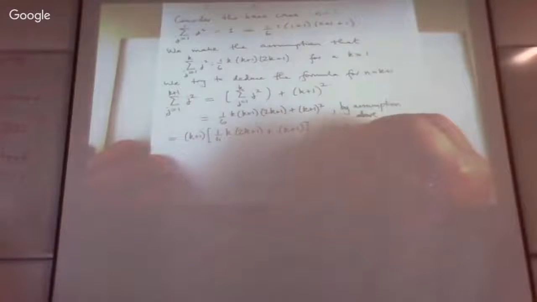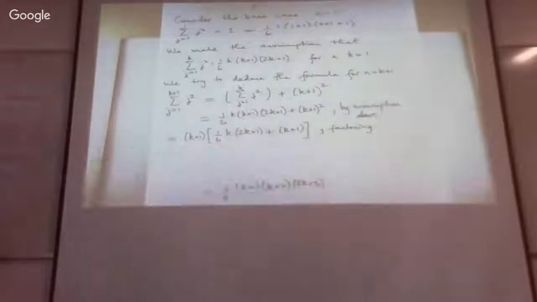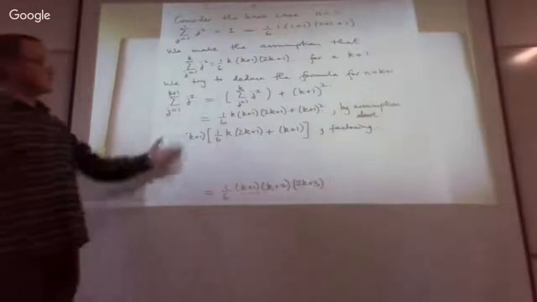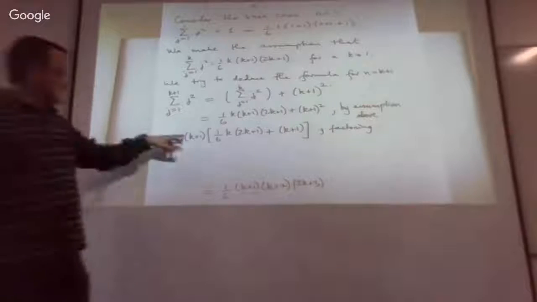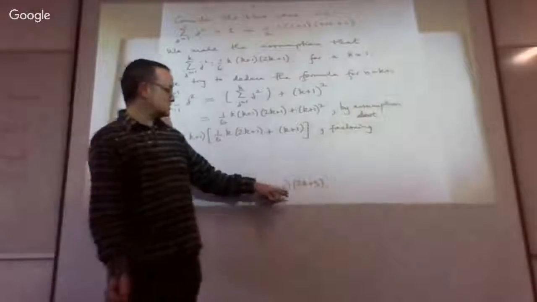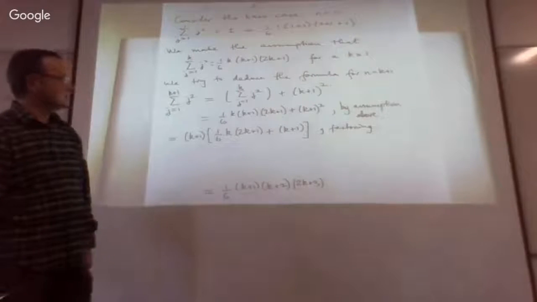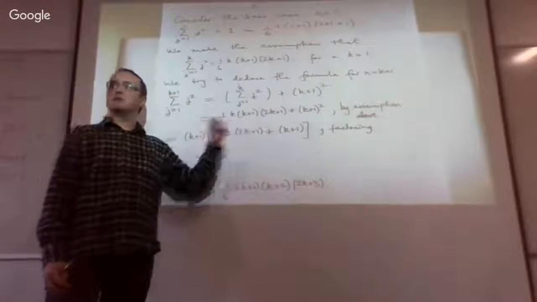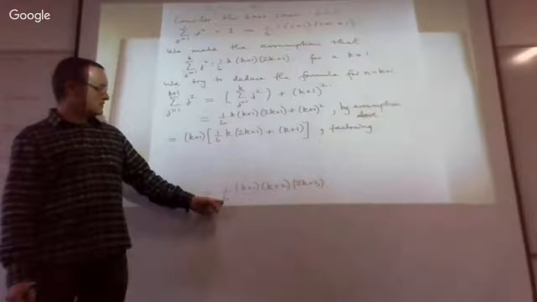Maybe I could justify that by just putting the word factoring there, to remind myself what I'm doing when I come to read this again. Okay, it's good. We've got a k plus 1 factor. What other factors do we want? We want a k plus 2 and a 2k plus 3. I don't see k plus 2 or 2k plus 3. I also want a factor of a sixth.